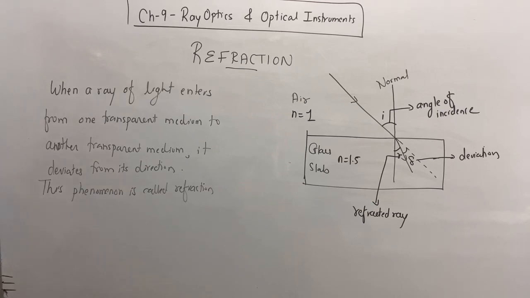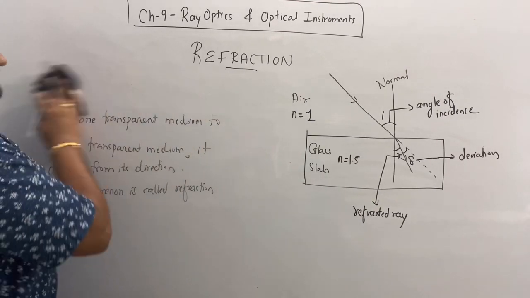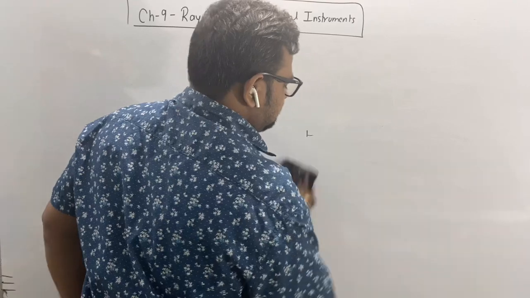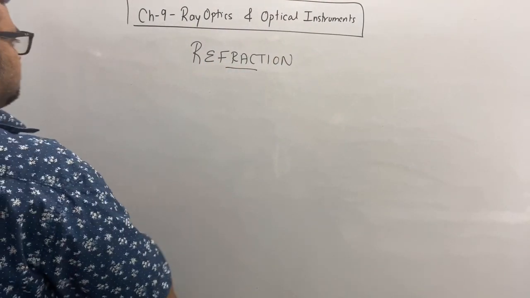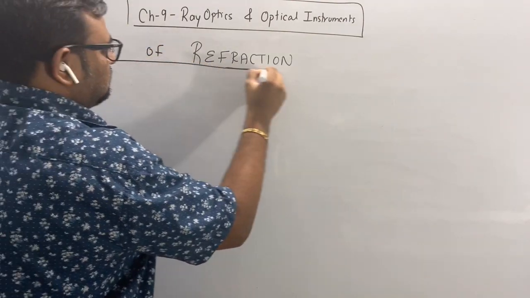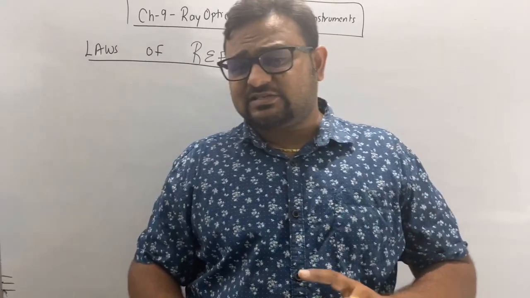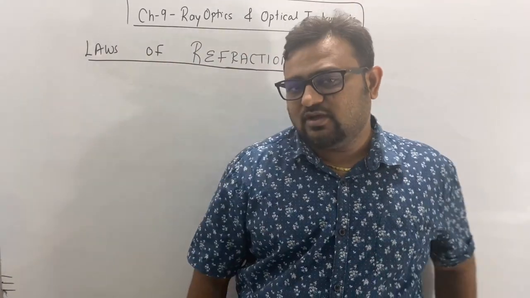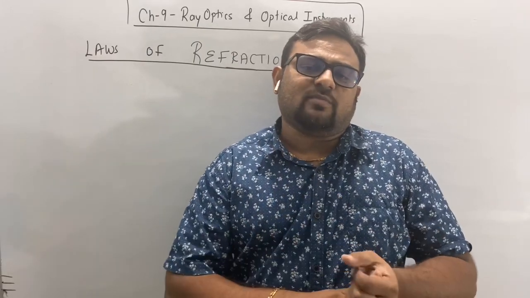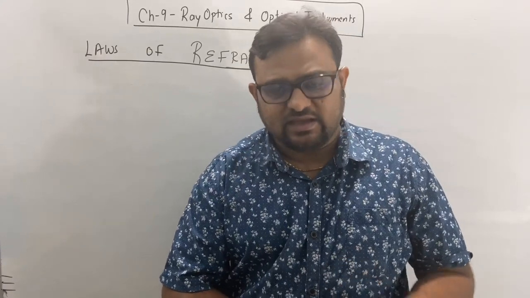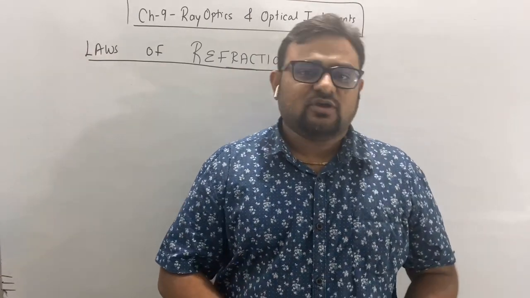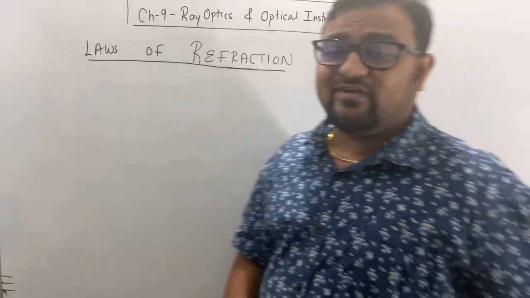Next is laws of refraction. Let's take a quick revision of the laws of reflection. In the laws of reflection, the incident ray, reflected ray, and normal, all three are in the same plane. And second, the angle of incidence is equal to the angle of reflection. Okay, so now the laws of refraction.